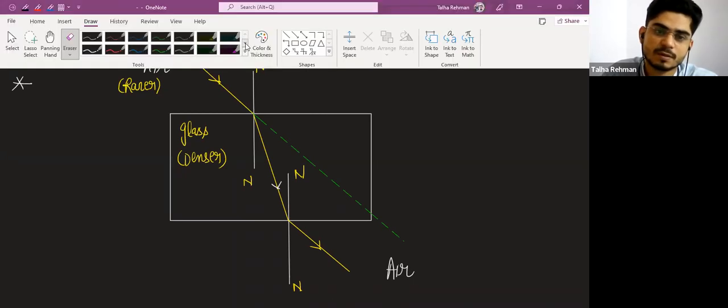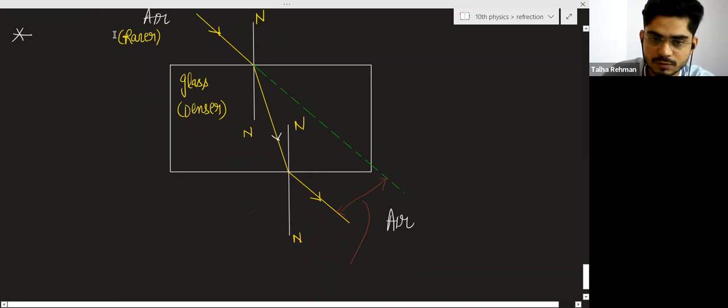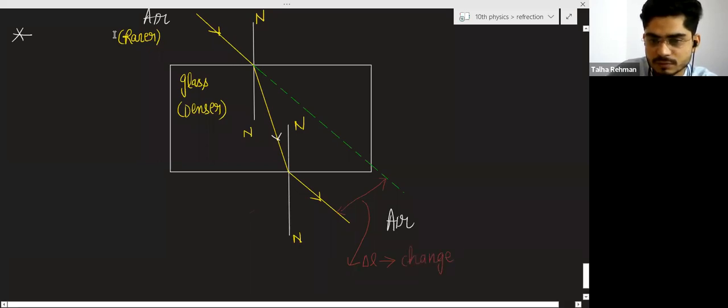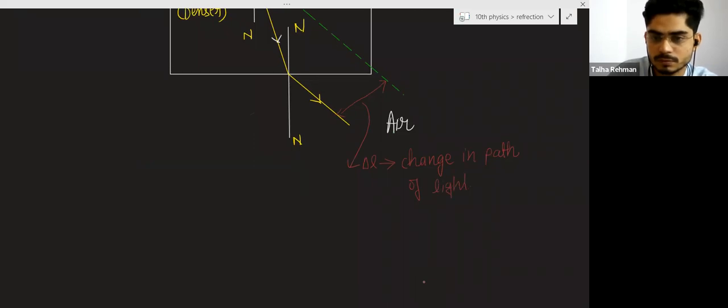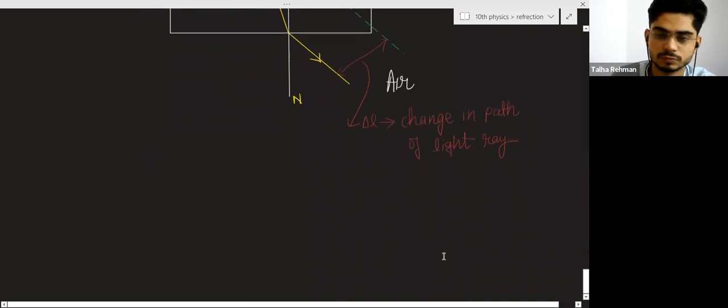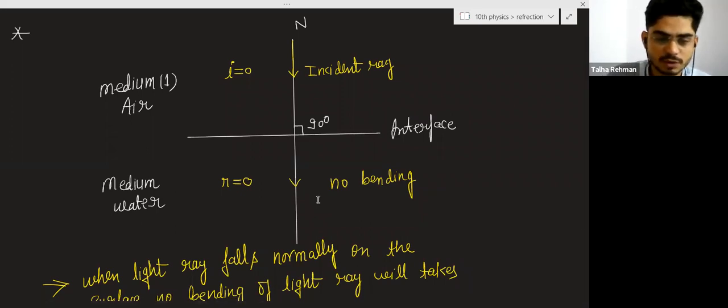So you can say this much is the path change of light. Suppose I call this delta L. This delta L is the distance between this and this. You can say it is the change in path of the light ray. Okay, note it down. Then we will discuss the laws of refraction of light.